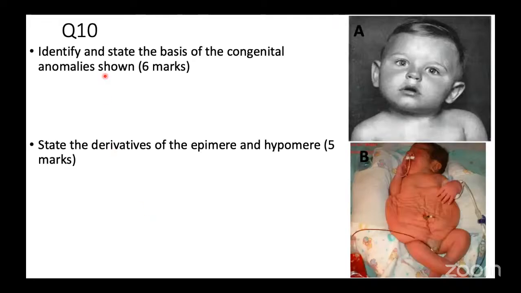All right, question 10, identify and state the basis of the anomaly shown. In part B, state the derivatives of epimere and hypomere. So this one has to do with development of the trunk musculature.